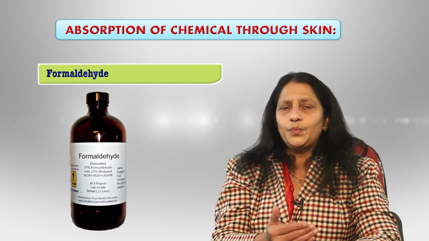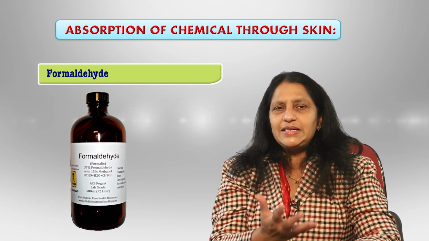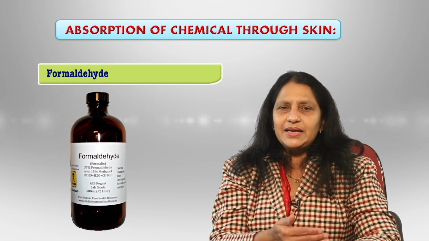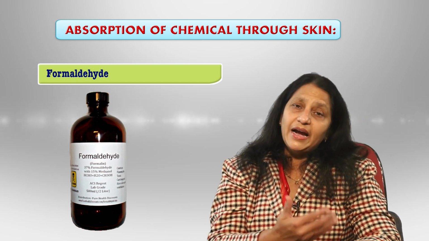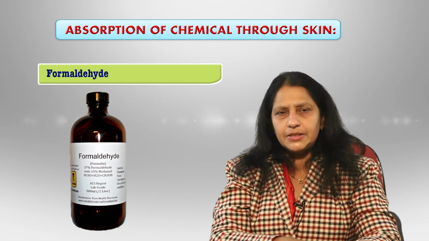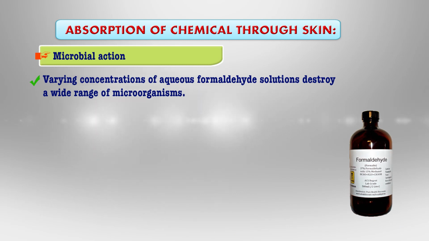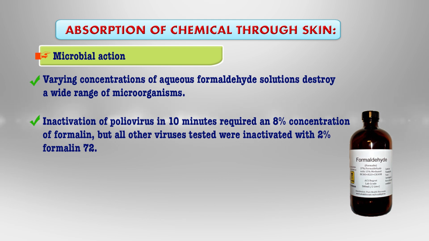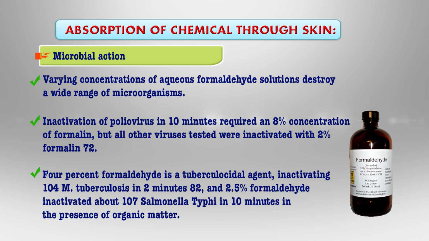So how does it work? It inactivates microorganisms by alkylating the amino acid and sulfhydryl groups of proteins and also the ring nitrogen atoms of the purine bases. With different concentrations of aqueous formaldehyde solutions, they destroy a wide range of microorganisms. Other viruses are also inactivated with 2% formalin itself. Sometimes 4% formaldehyde is a tuberculocidal agent, and also inactivates Salmonella typhi in 10 minutes, at a concentration of 10 to the power of 7.